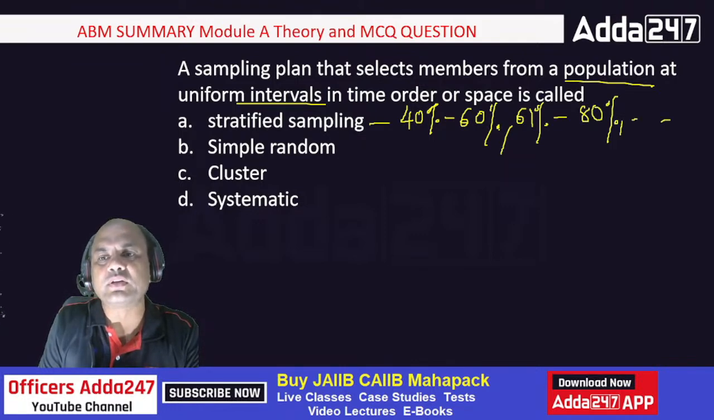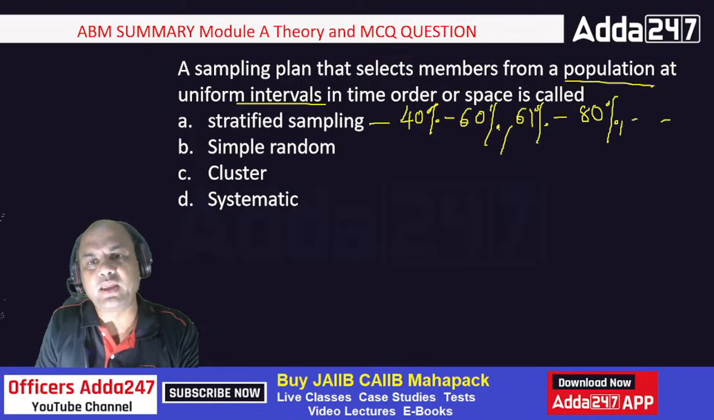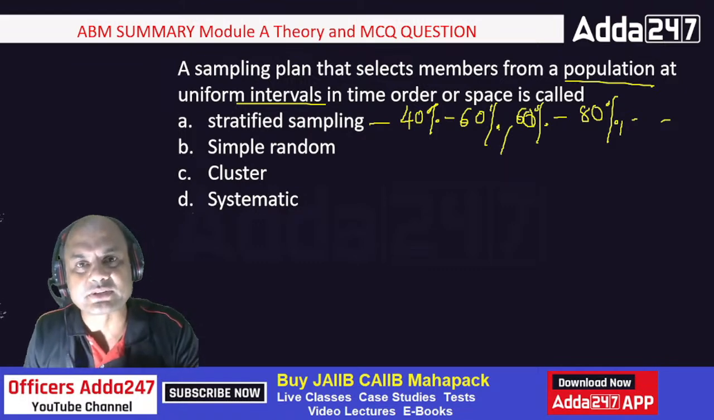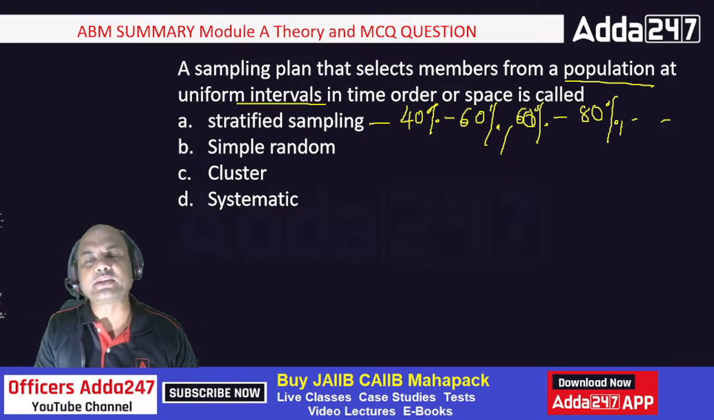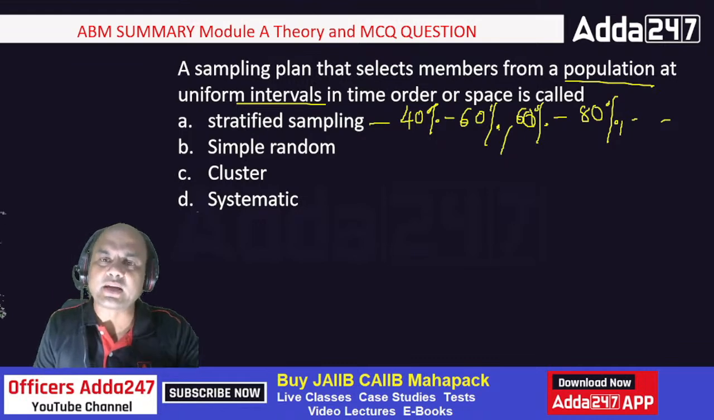Okay, and so on. So this is known as stratified. Why? Because I am creating separate blocks between them. 40 to 60 is separate, 60 to 80 is separate, because somebody might get 60.5% also. And 80 to 100 is separate. That is the way.